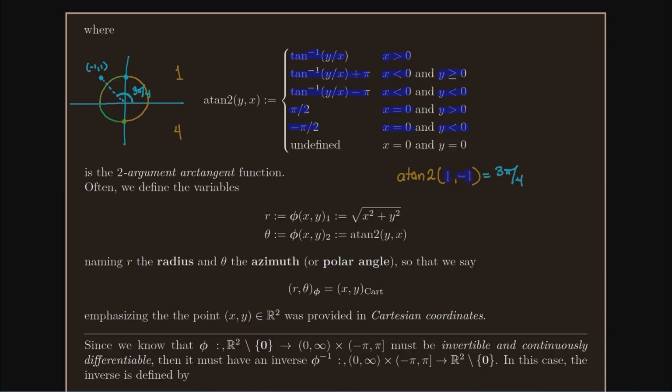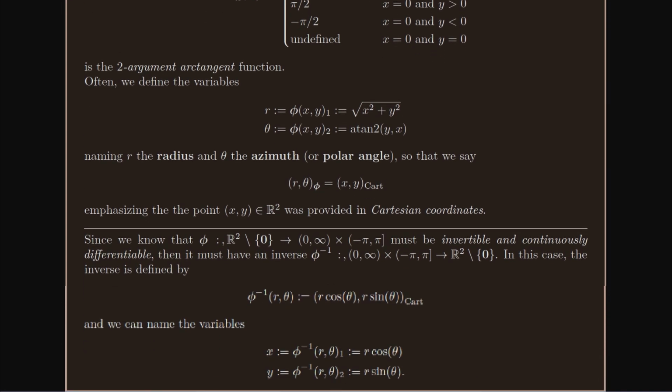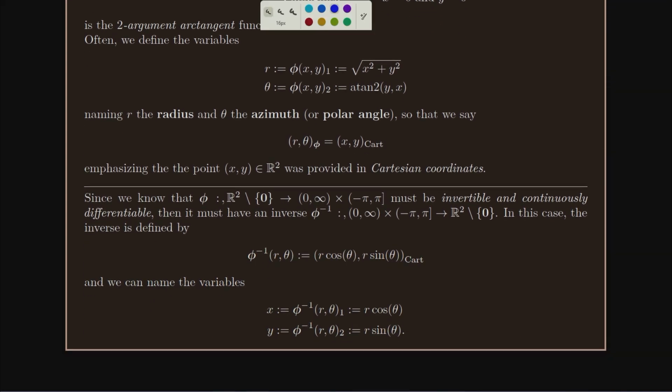You just put the x and the y values on the plot and see what that angle measurement from the positive x-axis happens to be. That's what a tan 2 does for you. It really is just a fancy version of inverse tangent. So you've seen this before with polar coordinates.